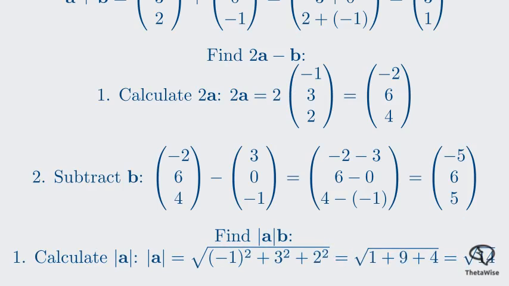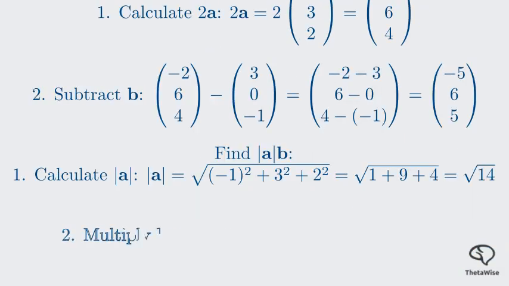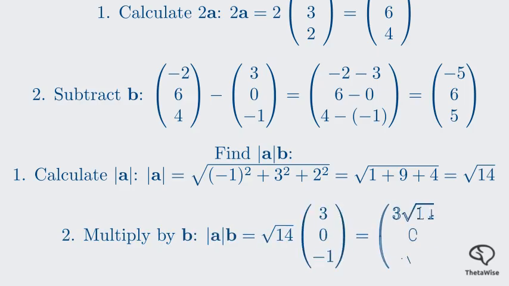First, we find the magnitude of a, which is the square root of 14. Then we multiply each component of b by this scalar, root 14. This gives us 3 root 14, 0, negative root 14. As you can see, the operations on vectors in component form are straightforward and follow logical rules. We've now met our objective by performing vector addition, subtraction, and scalar multiplication.